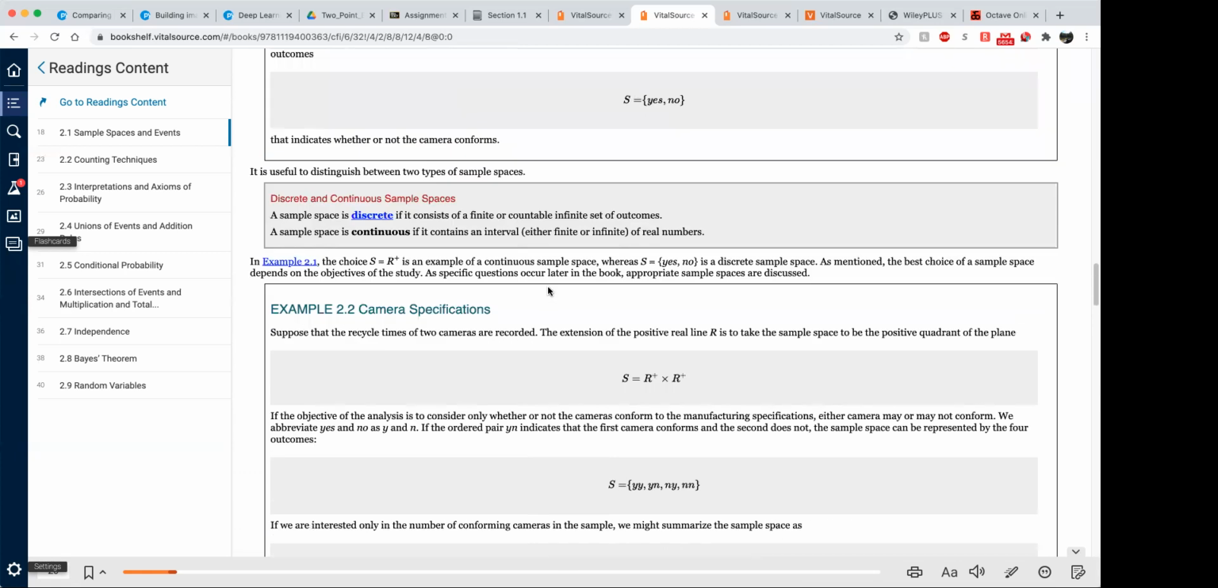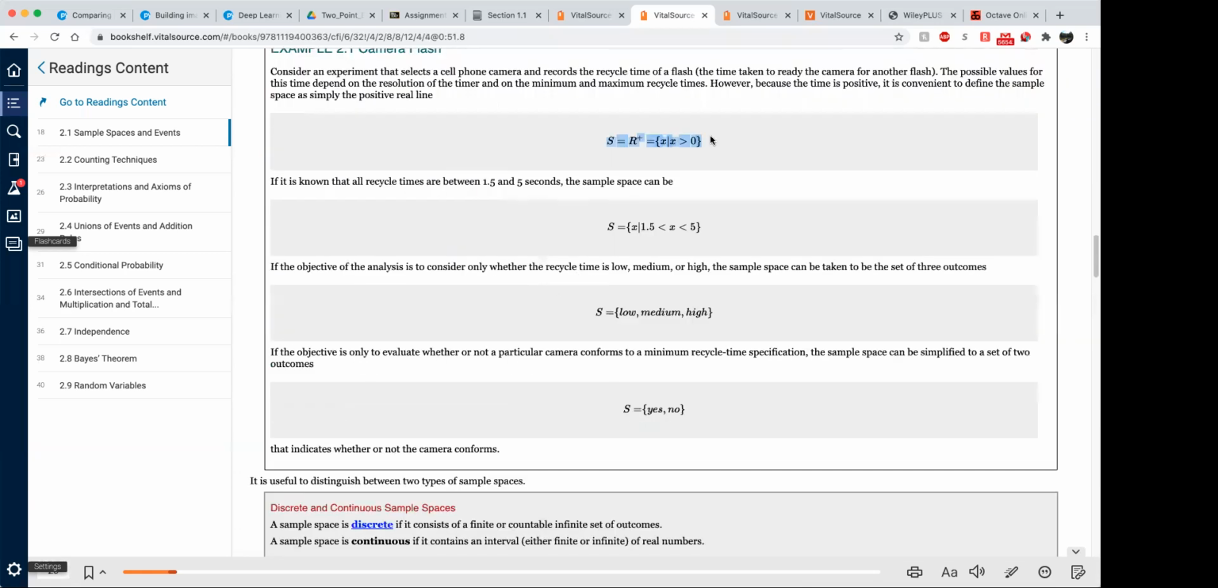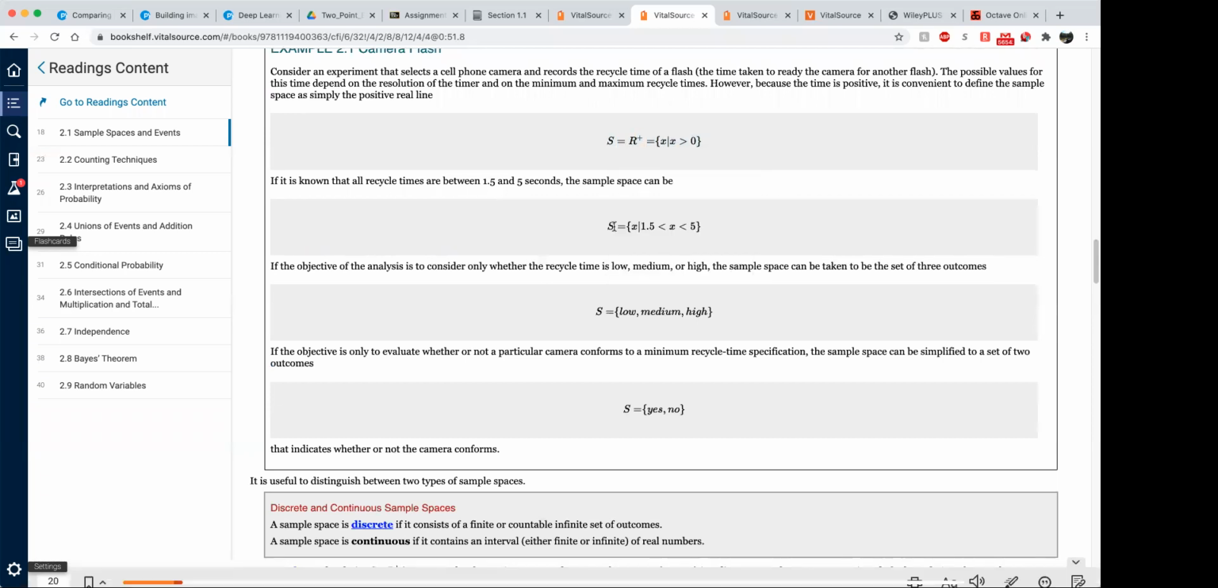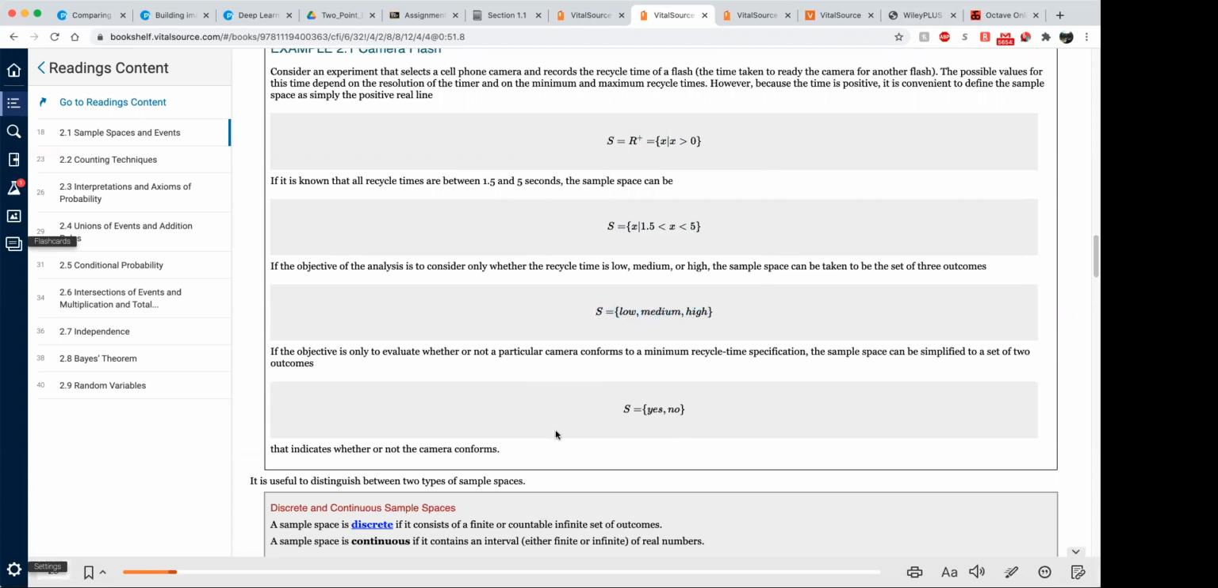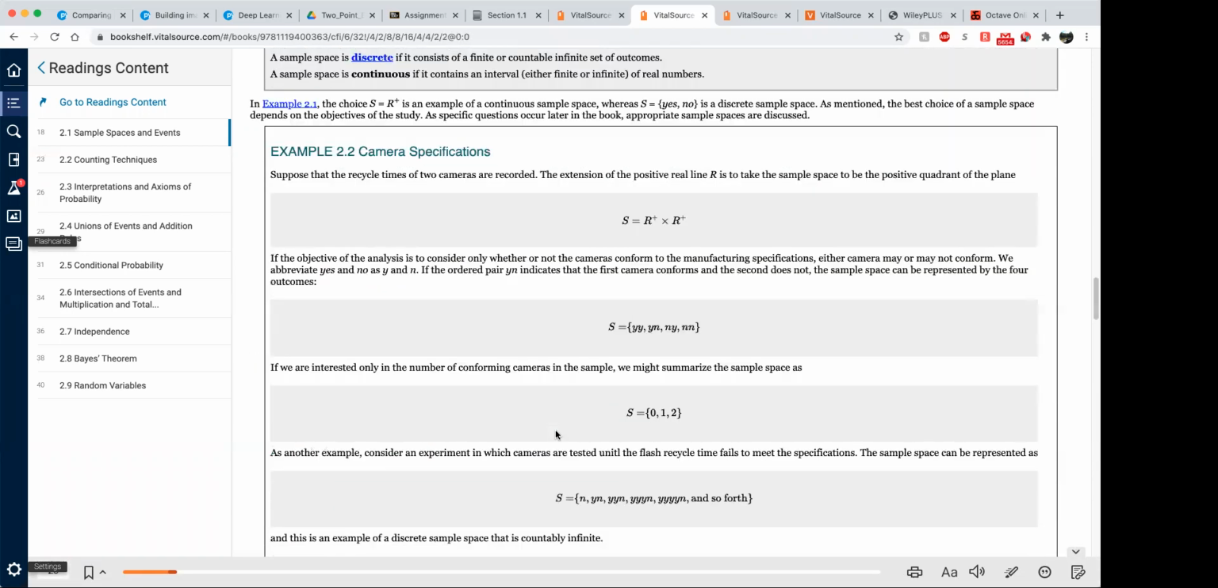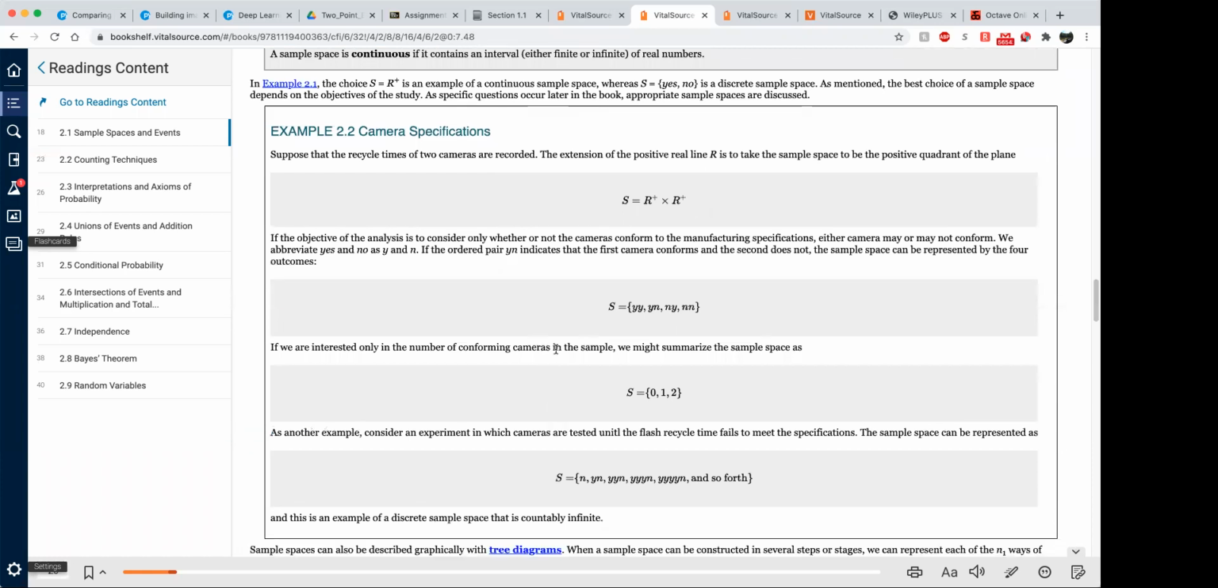So we see that this sample space is continuous, right? Now this one is continuous, but that one is discrete, and this is discrete, right? Now this is example 2.2. So you see that this is discrete, right?